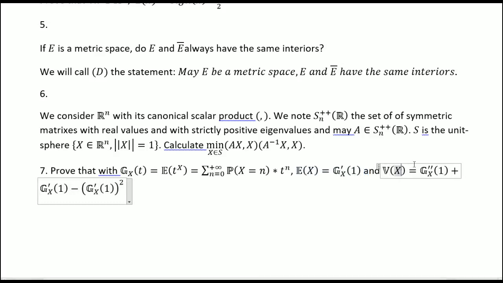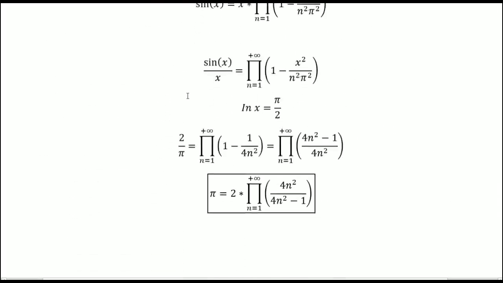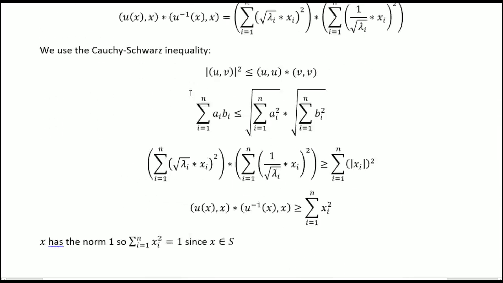actually is equal to g of x prime prime, so the derivative of the derivative, in 1 plus g of x prime applied in 1 minus g prime of x in 1 squared. Okay, so the 7.